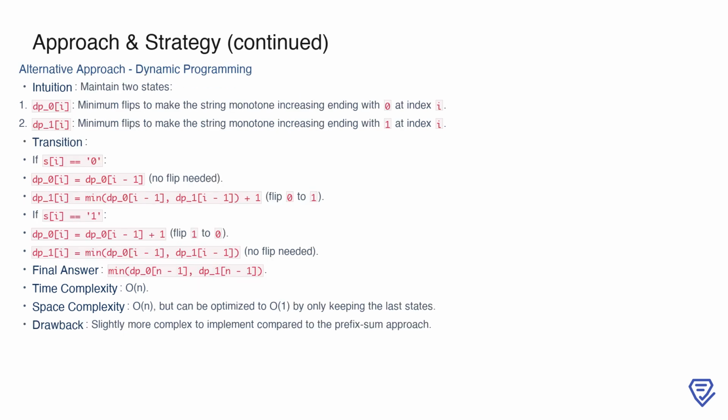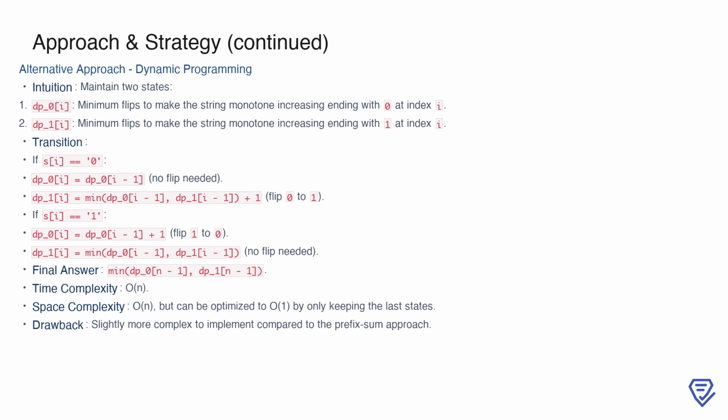Another possible solution leverages dynamic programming. Here, we maintain two states for each index i. dp_0[i] represents the minimum flips required to make the string monotone increasing with a 0 at position i, and dp_1[i] represents the minimum flips required with a 1 at position i. Depending on whether the character at i is 0 or 1, these states transition differently.